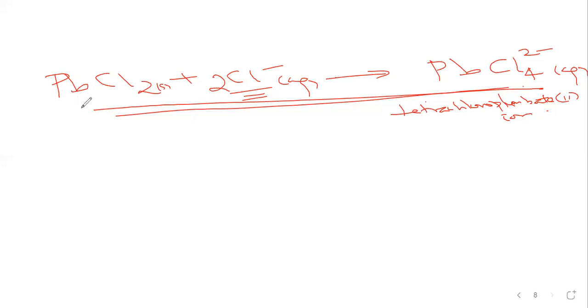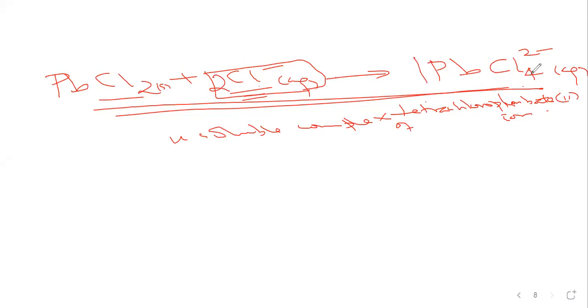So what shall we say here? We shall say the presence of the high concentration of chloride ions from concentrated hydrochloric acid leads to the reaction between lead 2 chloride and the excess chloride ions to form a soluble complex of tetrachloroplumbate 2 ions. That's the name of this complex. Tetrachloroplumbate 2 ions.